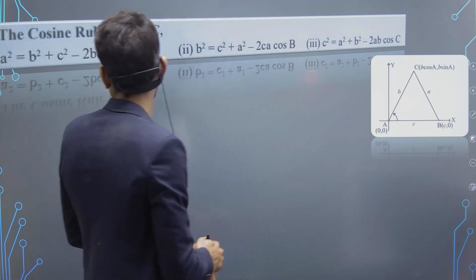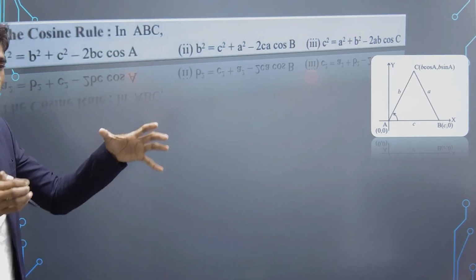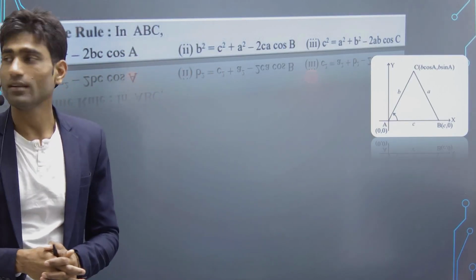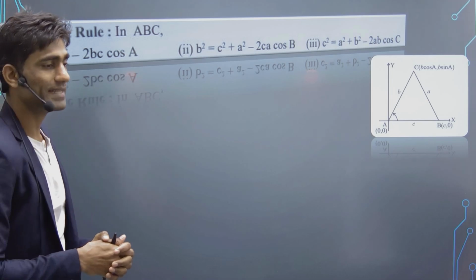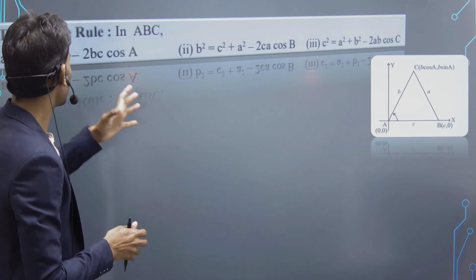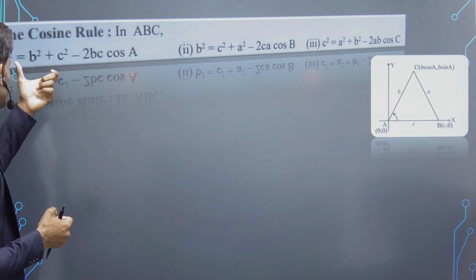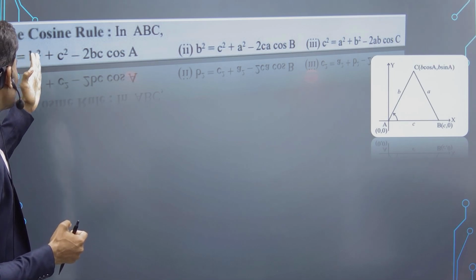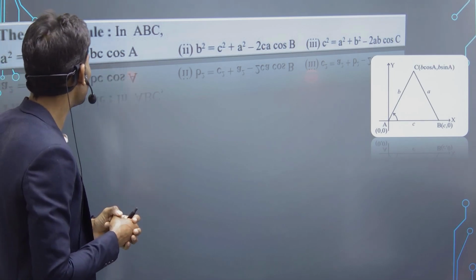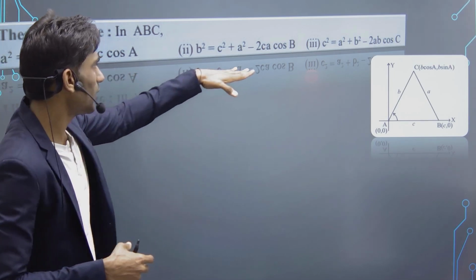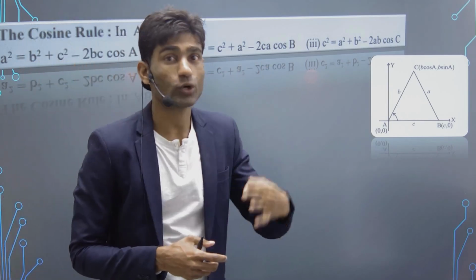Here we have the cosine rule. I consider a triangle ABC, and under this triangle we have to prove the cosine rule. The cosine rule says that a square is equal to b square plus c square minus twice of bc cos A. There are three formats of the cosine rule.